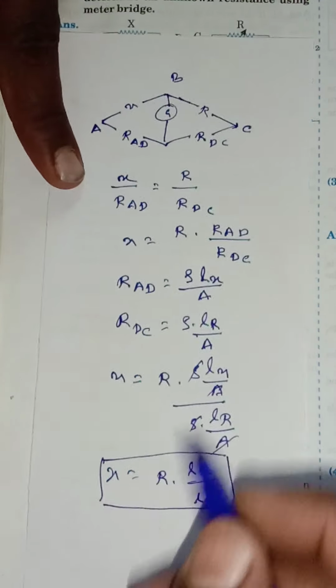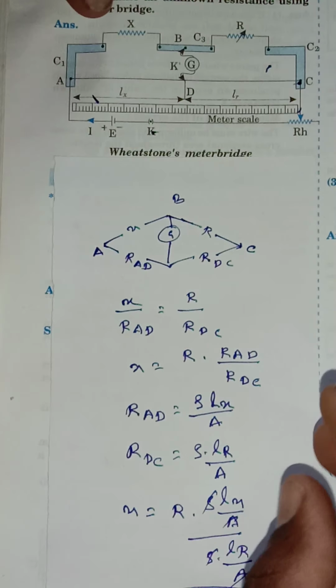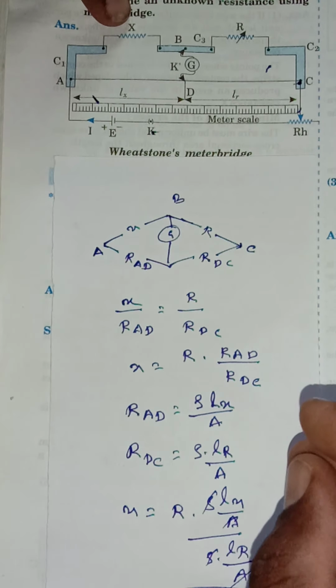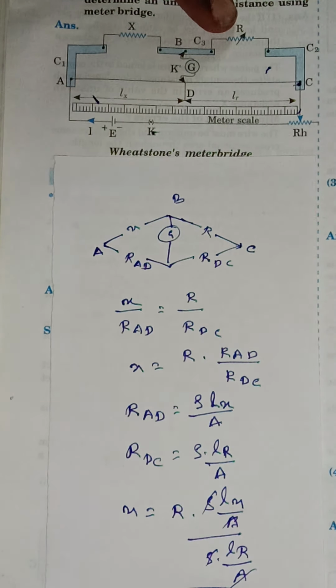Remember that the unknown resistance is always connected in the left gap and the known resistance is connected in the right gap.